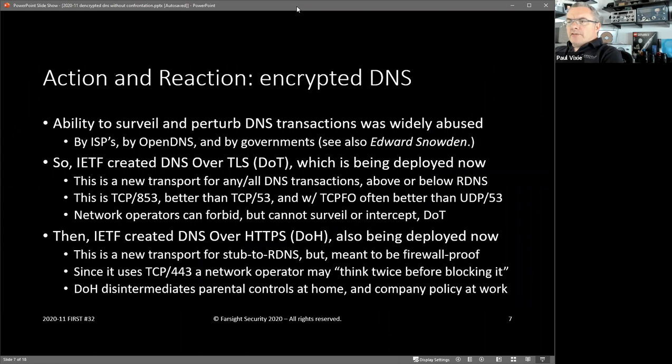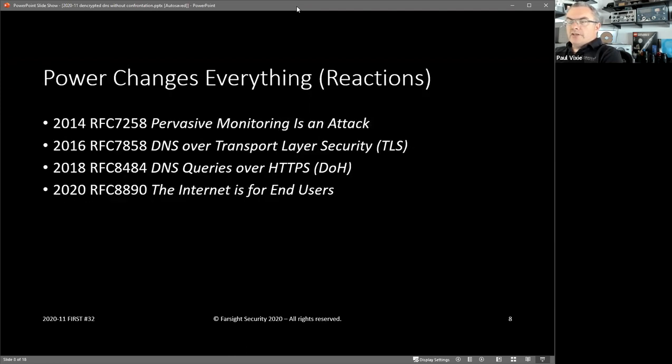Because of all this pervasive monitoring that was occurring, because these transactions are now going so far from home before they get answered, the IETF created two standards. First, DNS over TLS, and then DNS over HTTPS. To give you an idea of when this happened, there was a two-year period during which we had DOT, just DNS over TLS, before we got DOH.